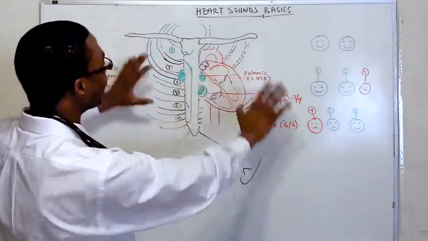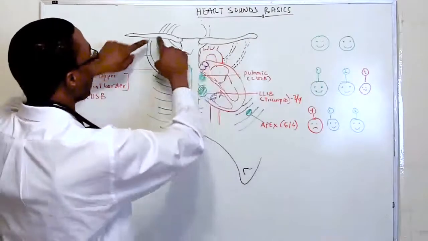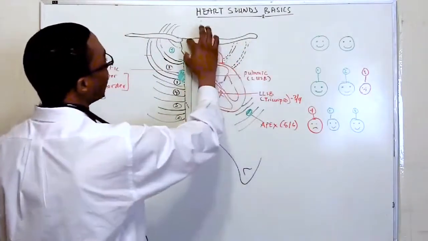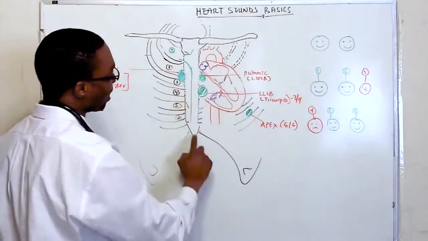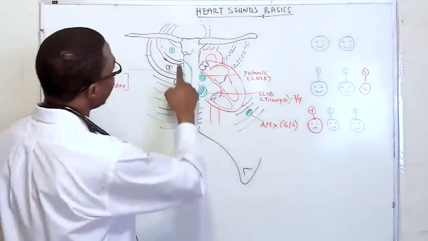So this might sound a little complicated. I was trying to put the heart in there with the ribs. So here we have the two clavicles. You have the manubrium and the sternal body, the xiphoid process. Okay, basic stuff, just anatomy. And you have the ribs.